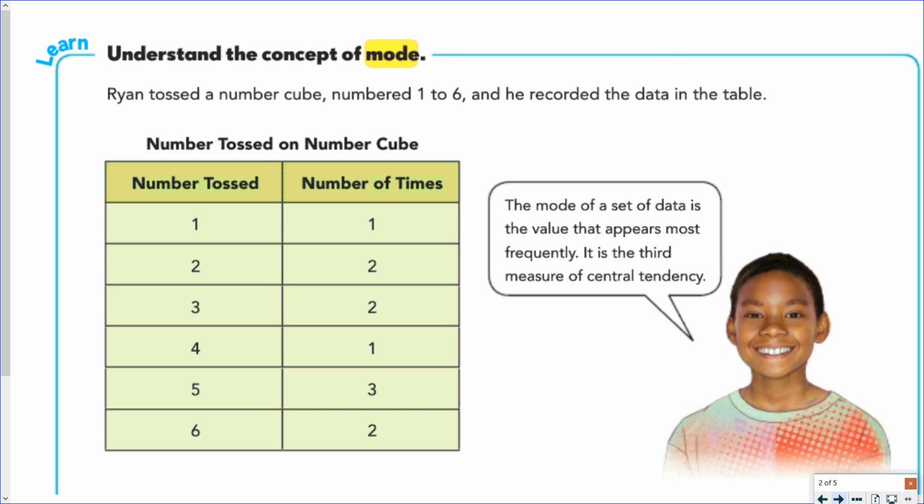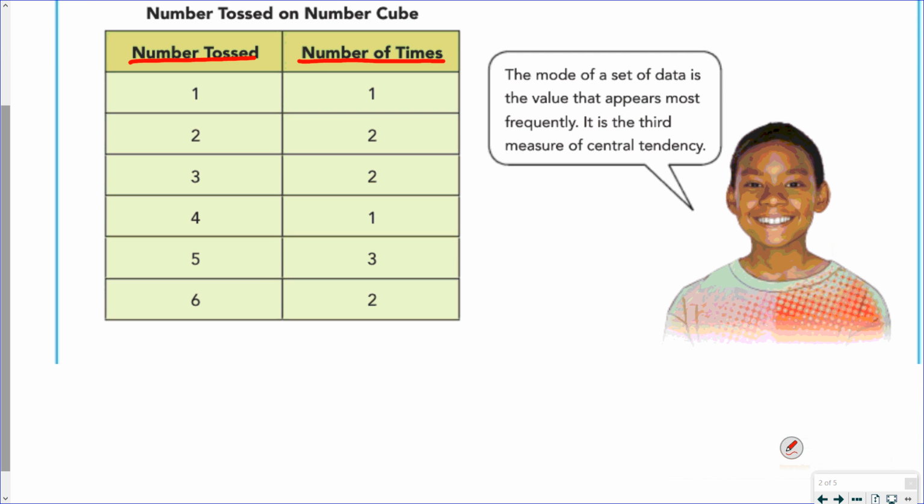So here's the idea of mode. As our young man says, the mode of a set of data is the value that appears most frequently and is the third measure of central tendency. So we have Ryan tossed a number cube numbered 1 to 6, and he recorded the data in the table. You can see that our left-hand side says it's the number tossed, and the right-hand side is the number of times. So if we look, he got a 1 one time, a 2 two times, a 3 two times, a 4 one time, a 5 three times, and a 6 twice. So due to the number of times that he rolled the dice, we would realize that our mode is 5. And it's 5 because he got 3 of those, and that is the score that occurred the most.